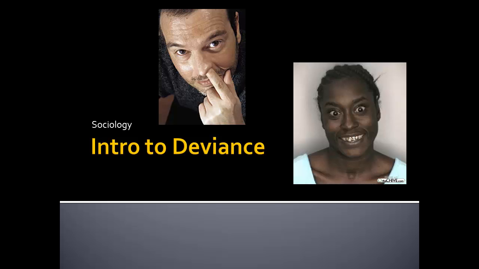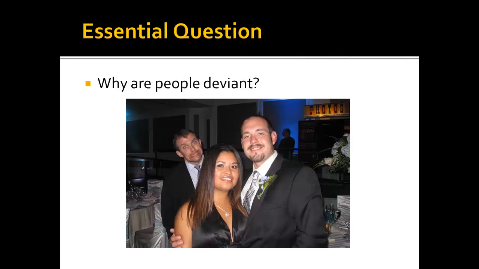We call that deviance. We see two people on this screen that are committing deviant behaviors. We have a guy who's picking his nose, and then we have a woman in a mugshot picture who clearly did something to upset the police. Both of these behaviors are considered to be deviant, but why is that? Where does that come from? That is the question we're going to answer today.